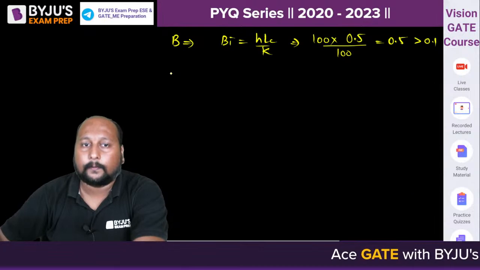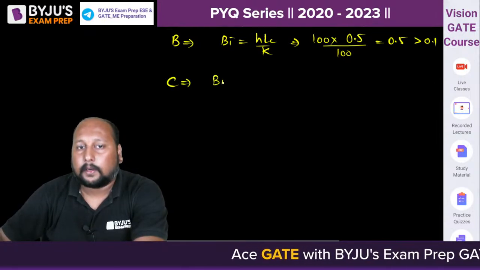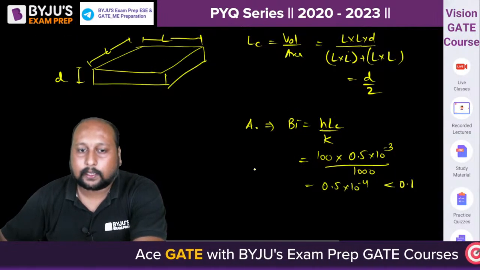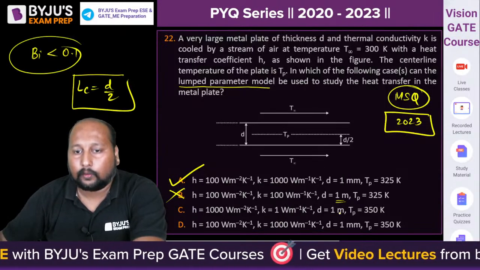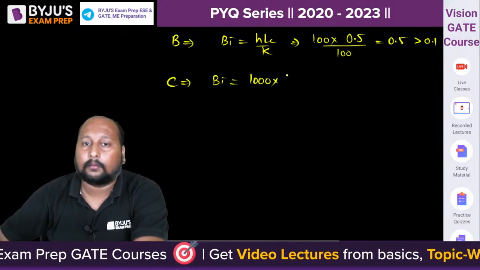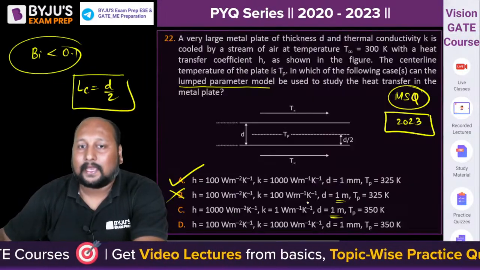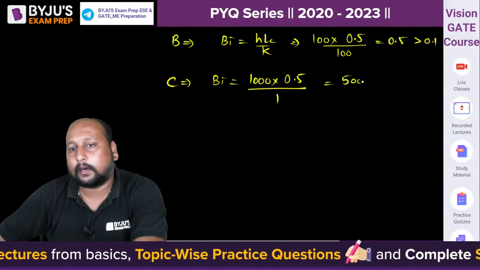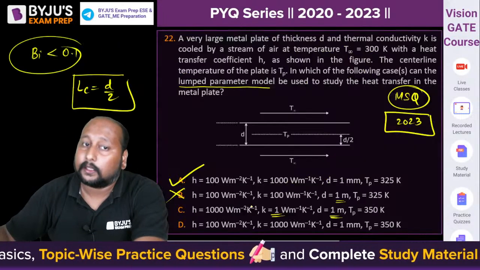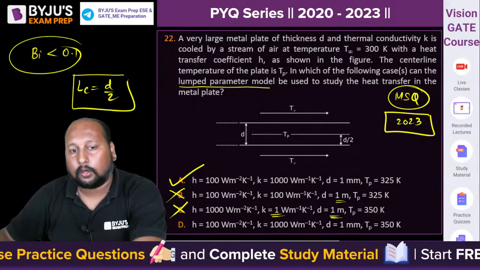Let's see option C. Biot number is equal to h Lc by k. H is 1000, Lc is D by 2, diameter is again 1 meter. 0.5 divided by k value 1. That is equal to 500, again greater than 0.1. This is also not a lumped body.